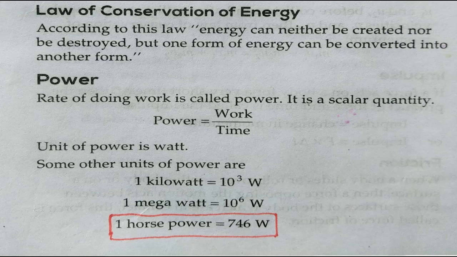Power. The rate of doing work is called power. It is a scalar quantity. Power is equal to work by time. Unit of power is watt.